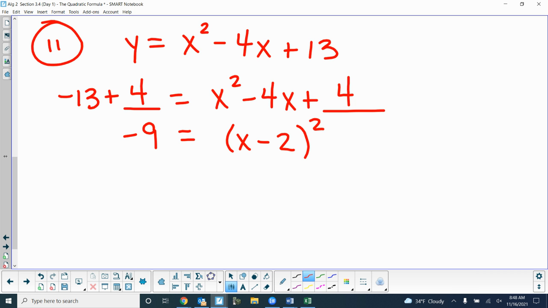Okay? Now, here's where, when we were solving, we would just take the square root of both sides, but we're not solving this. We're just rewriting it in vertex form. So all we need to do is bring the 9 back over. How do I bring it back over? Just add it, right?